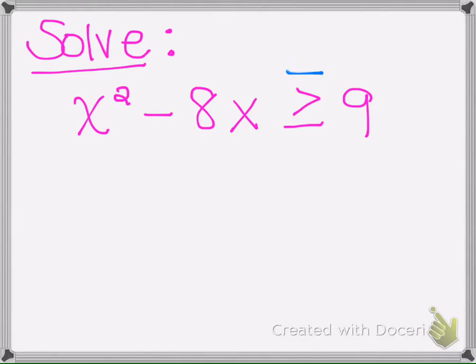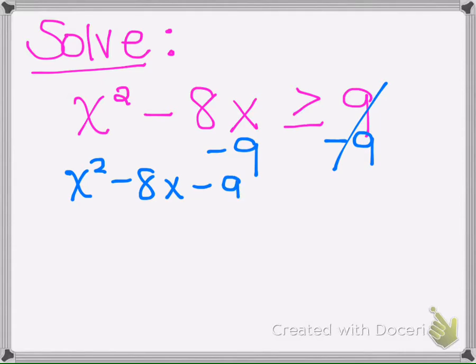And then I'm going to use factoring. You could also use the quadratic formula or whatever method you've learned from this chapter. So I'm going to start with subtracting 9. And then I am going to solve this by factoring.